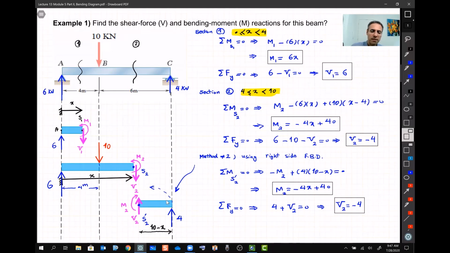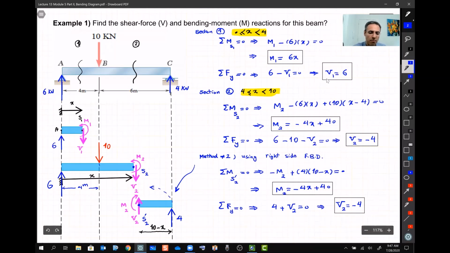Okay, it's silent, so I take it that is clear. All right, so we found what the question asked us. The question asked us to find this V and M, and we are saying that V and M have formulas. They are not just a number.